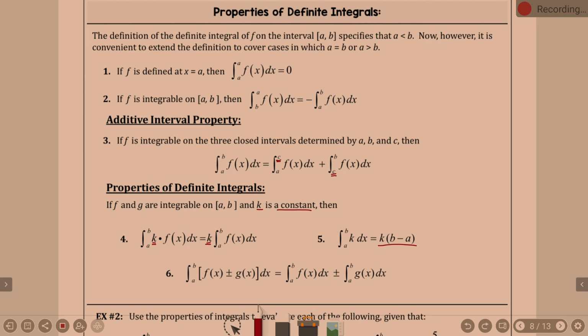And then 6 should make sense to you. The integral from a to b of f of x, and then either add or subtract g of x. We've been breaking them into pieces, haven't we? We haven't been writing it out like that, but then the integral of a to b of f plus or minus the integral of a to b of g. So the idea that we can add and subtract all those pieces. Okay? Now, putting this in writing is important when we come down to example 2.